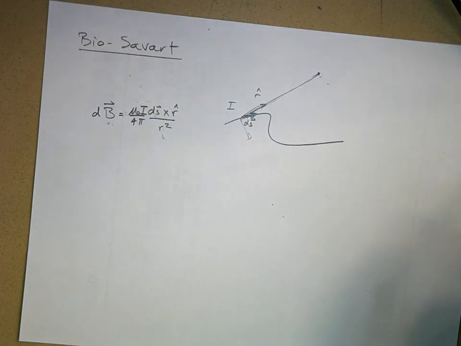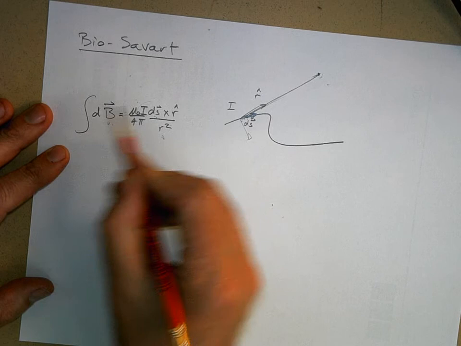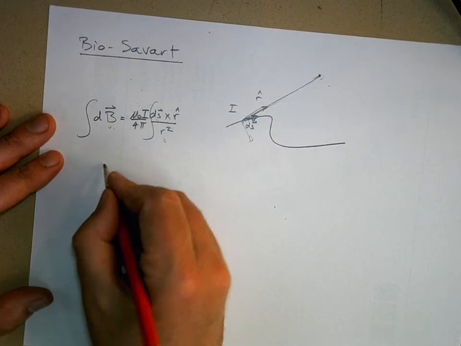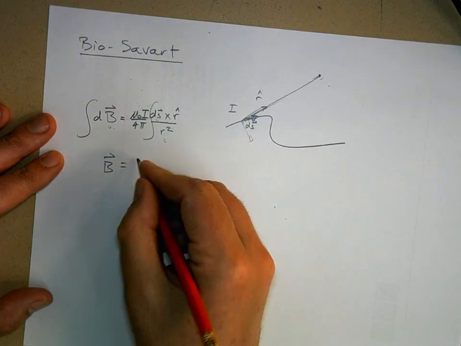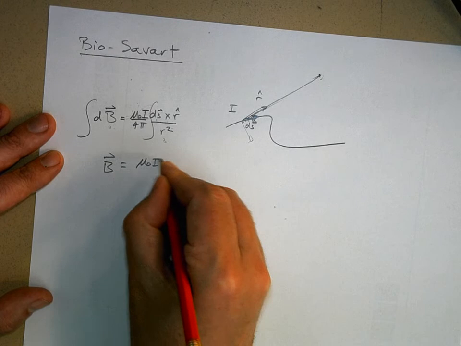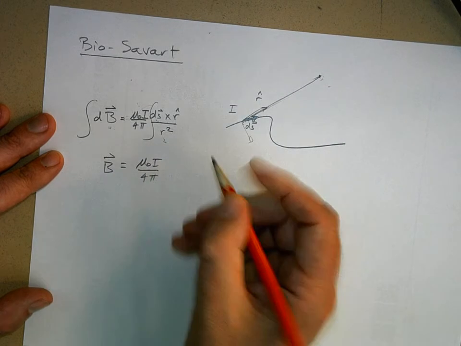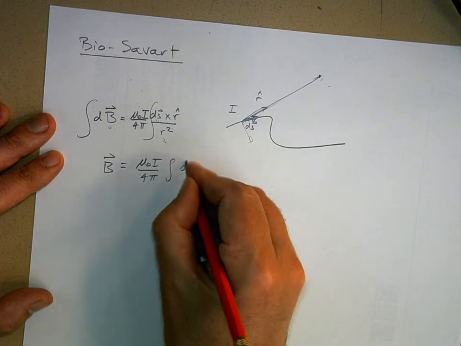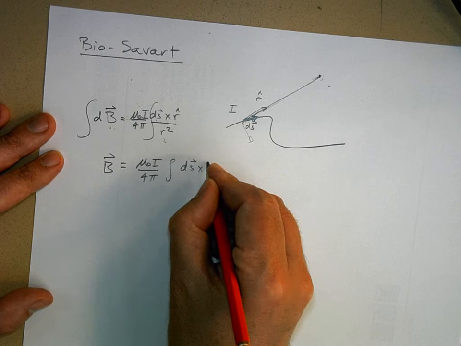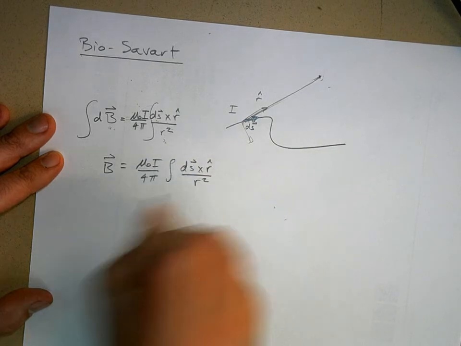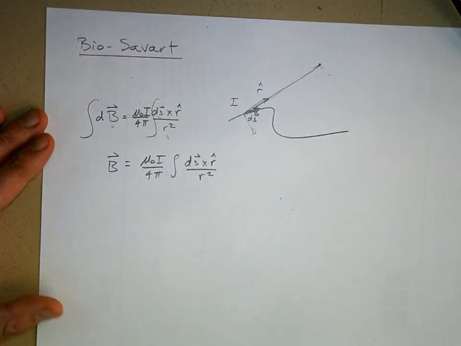Well, now we're going to add these all up. So we get B is equal to mu naught I over 4 pi, there's all your constant stuff, times the integral of ds cross r hat over r squared. This is very cumbersome to use.